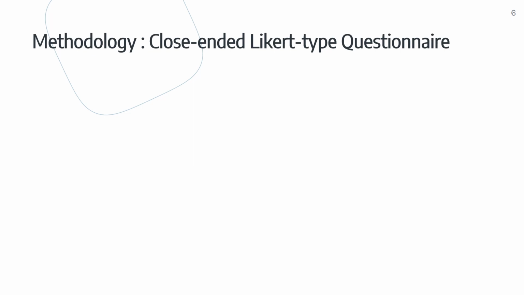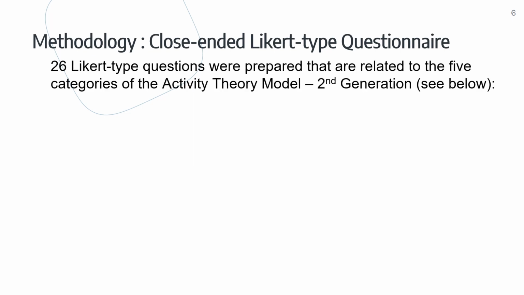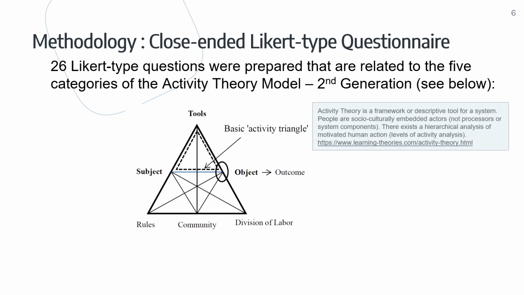The first method used in this study is the close-ended Likert type questionnaire. There are 26 Likert type questions prepared that are related to the 5 categories of the activity theory model using the second generation as shown below. Activity theory is a framework or descriptive tool for a system where people are socio-culturally embedded actors with the existence of hierarchical analysis of motivated human action.